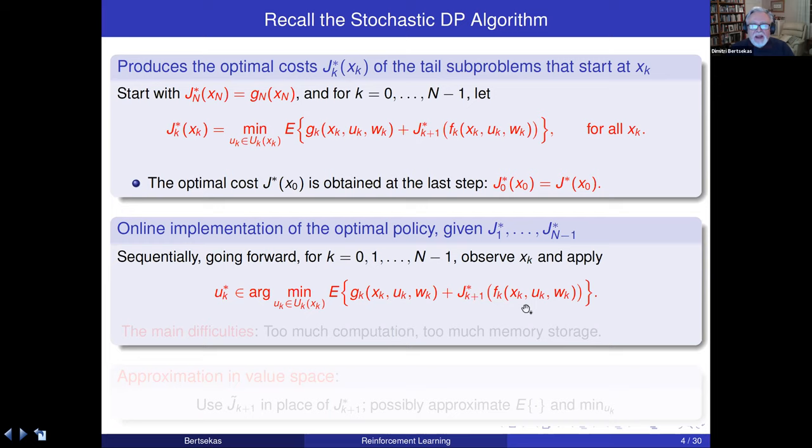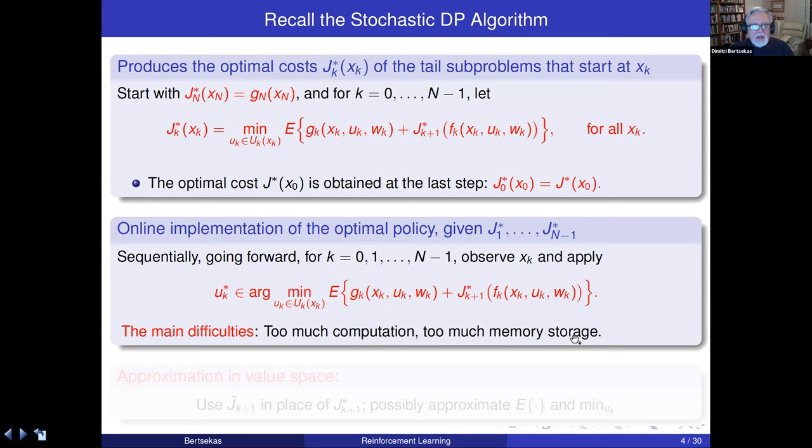The backward computation may be viewed as offline training. The forward pass may be viewed as online play, online generation of controls. But the main difficulty of this scheme is that there's too much computation to calculate these J stars, and also too much memory storage to store them in lookup tables, because the state space may be very large.